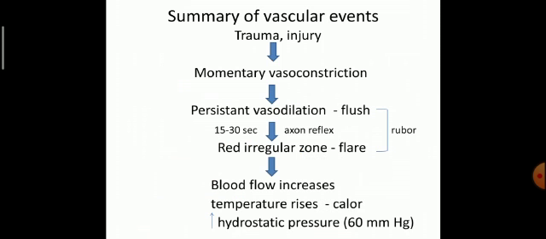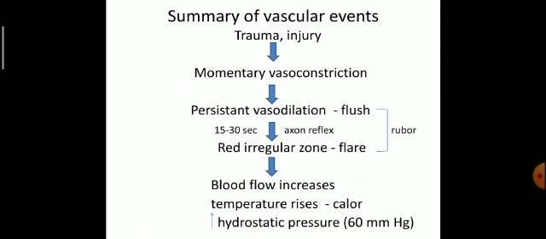Now what is the summary? This is a summary of the vascular events. First is the trauma and injury, that is the agent causing the inflammation. There is momentary vasoconstriction. Then there is persistent vasodilatation that can last up to 15 to 30 seconds only, and a red irregular zone can be there. This is called rubor, there is redness.